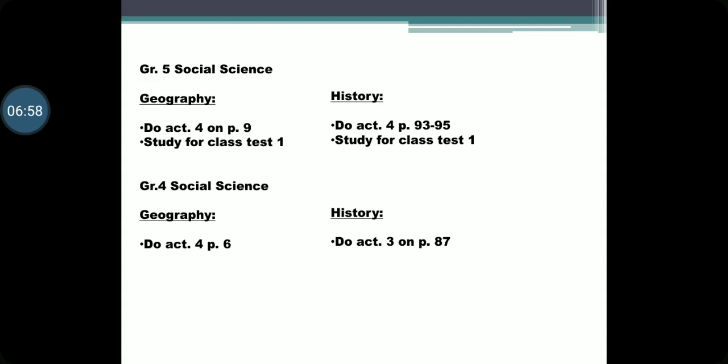Okay, now you just have this one activity to do, activity 4 on page 95, which is basically about everything we just read. Then once again you will do a class test for history, basically about all of the key words that we have covered so far.